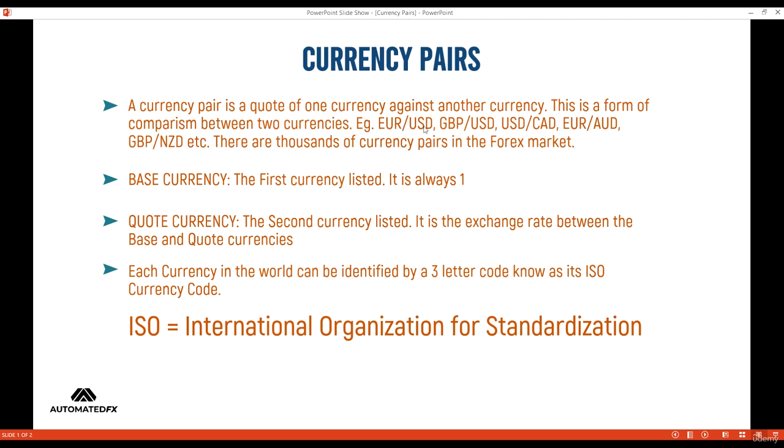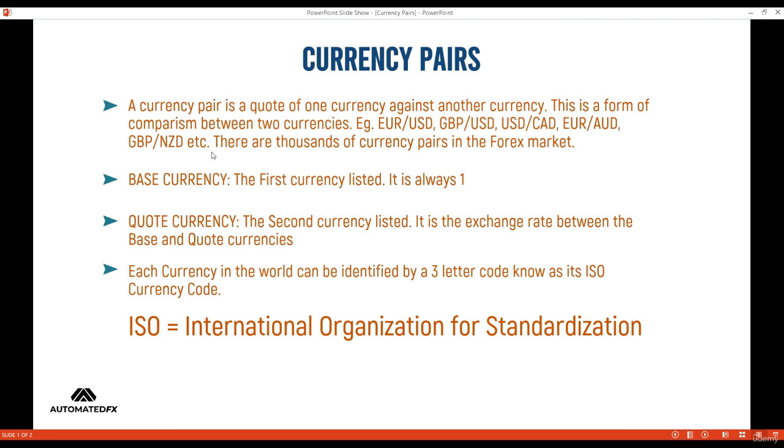This is EUR/USD, that's euro against the dollar. Then this is GBP/USD, that's the Great Britain pound against the US dollar. We have USD/CAD, the US dollar against the Canadian dollar. We have EUR/AUD, that's euro against the Australian dollar. We have GBP/NZD, that's the Great British pound against the New Zealand dollar. And we have a lot more currencies.